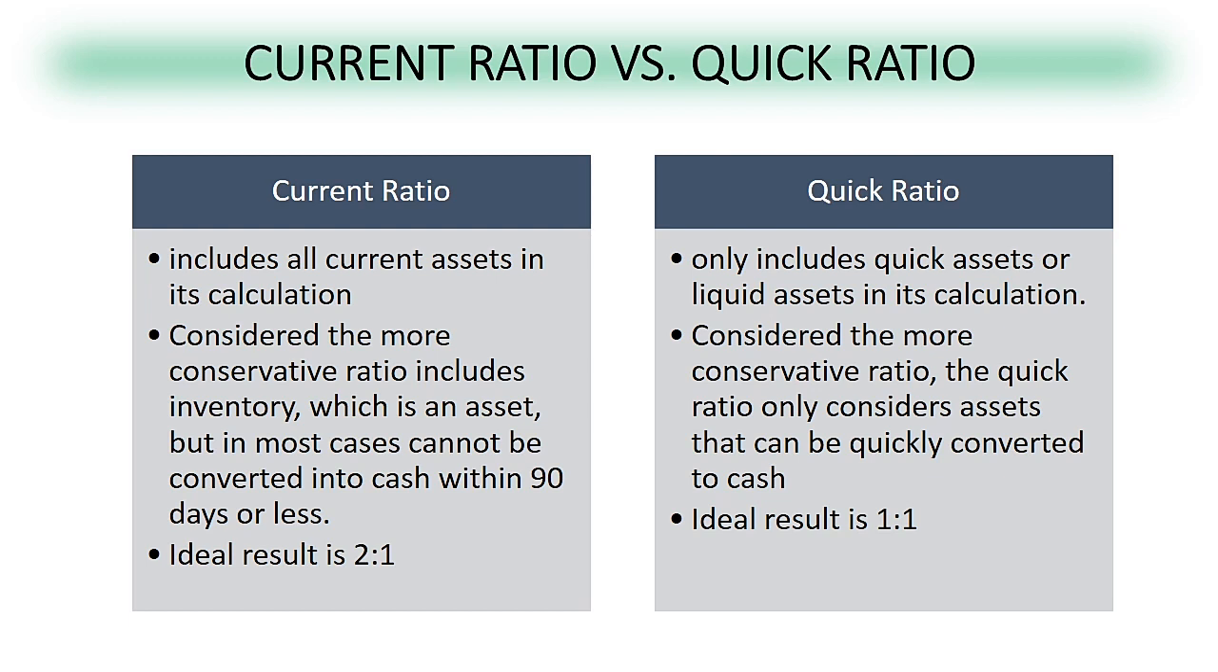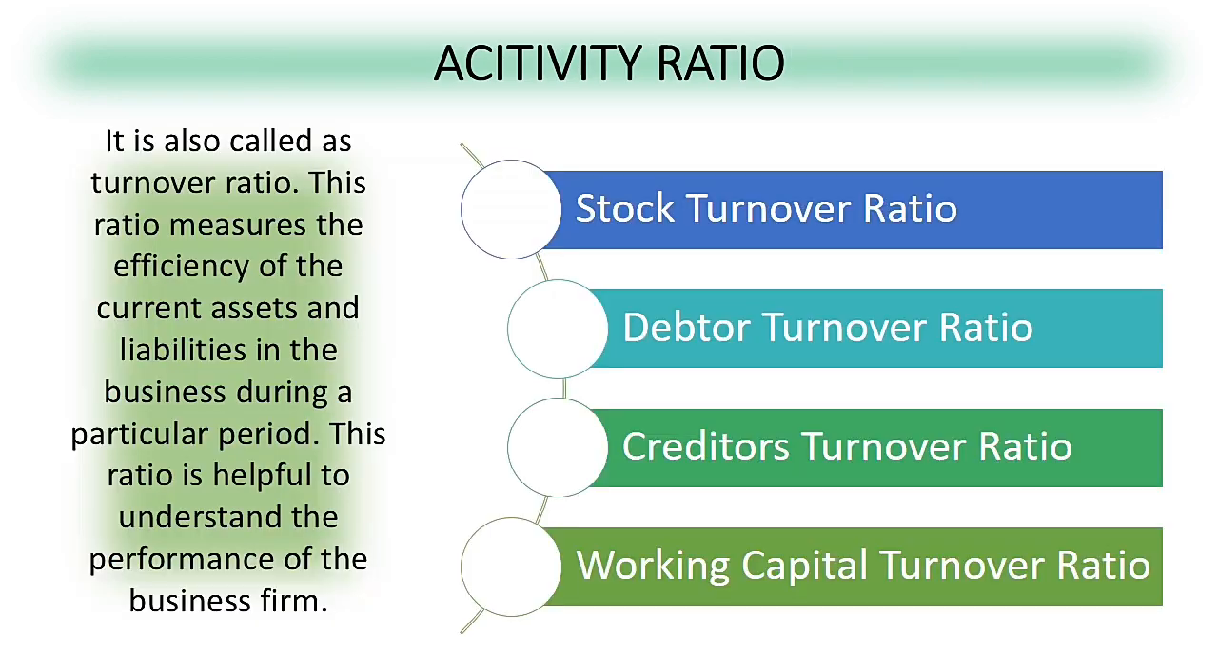converted to cash, whereas the current ratio also includes inventory, which is an asset but in most cases cannot be converted into cash within 90 days or less. The quick ratio indicates a company's capacity to pay its current liabilities without needing to sell its inventory or to get additional financing. So these are the two major ratios na kabilang sa liquidity ratio.